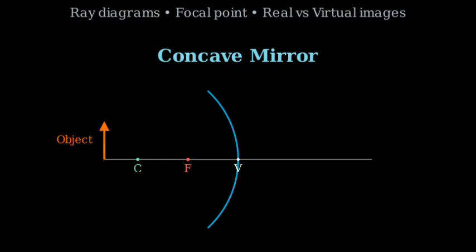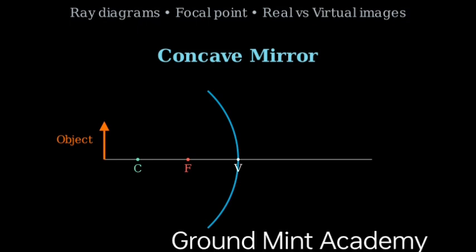Then we place an object, a simple arrow standing upright on the left side. After that, we will trace two easy rays to locate the image: a parallel ray that reflects through the focal point, and a ray that aims toward the focal point and reflects back parallel.